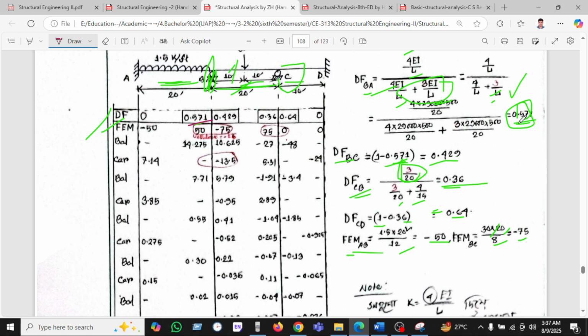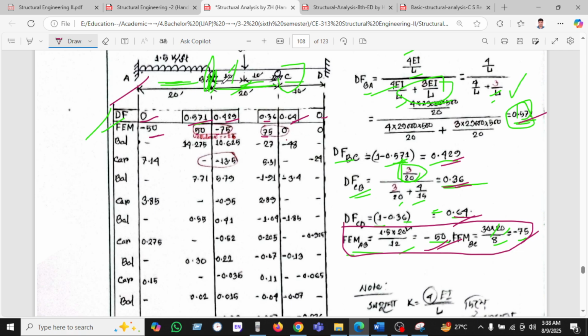This is 0.57, and this is 0.57, and 0.429, and 0.60, this is 0.64 and this is 0.36, these are the distribution factors. The others are fixed supports, that's why the distribution factor is 0. The fixed end moments we have taken here, using the formula shown, are 50 and 75, so this is 50, this is 50 and this is 75, and there is no load, that's why this is 0.